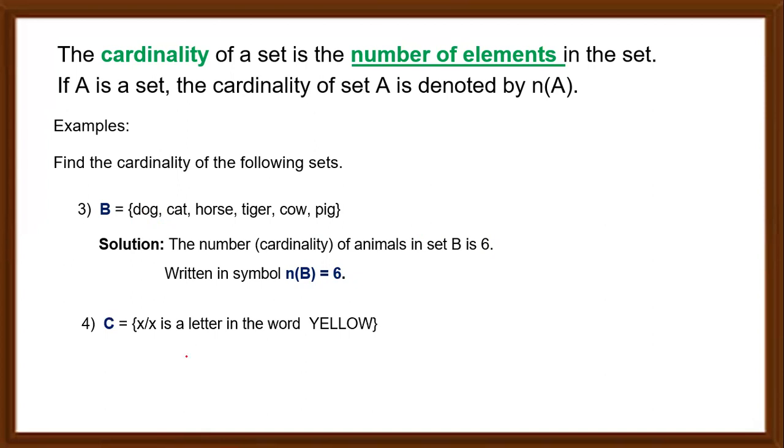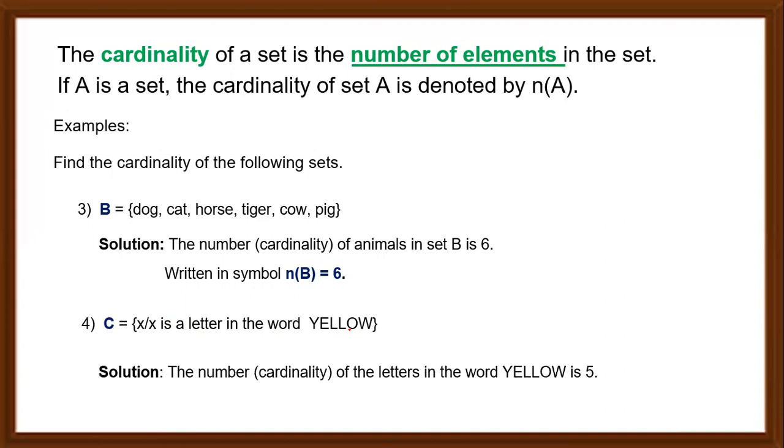Let's have number 4. So, kung mapapansin natin, yung example 1, 2, 3, naka-roster method. Dito naman sa number 4, naka-set builder notation. Pag binasa ko to, x such that x is a letter in the word yellow. So, meaning to say, bibilangin natin yung letter niya. That is the cardinality. The number of letters in the word yellow is 5.